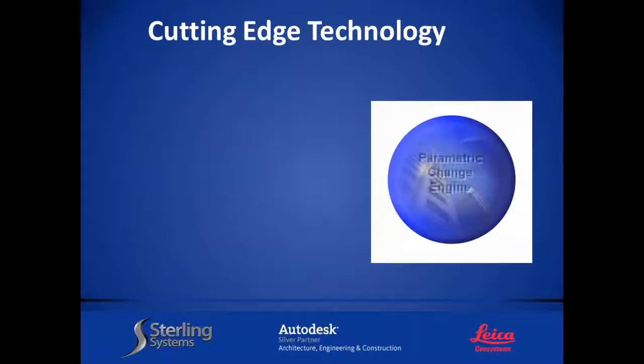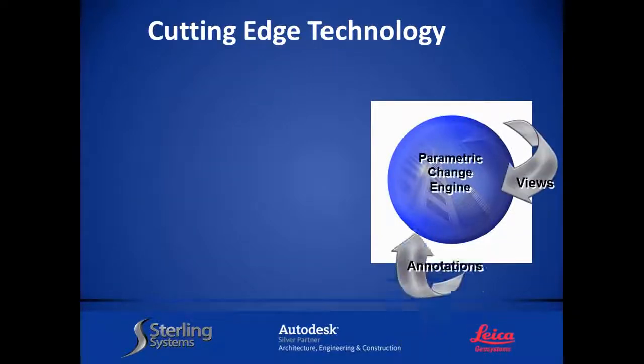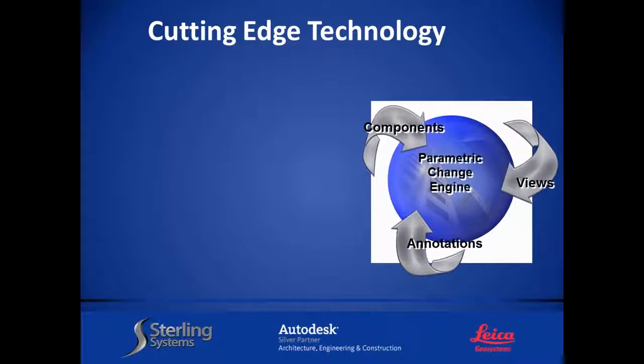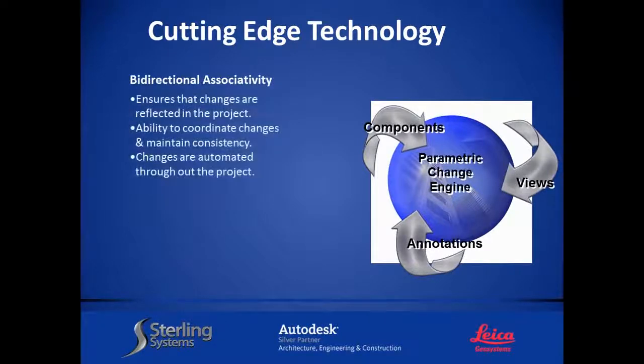Now, how is it developed? Well, Revit is what we call a parametric change engine, and that parametric change engine has things such as views, annotations, components, all sorts of elements that tie into it.